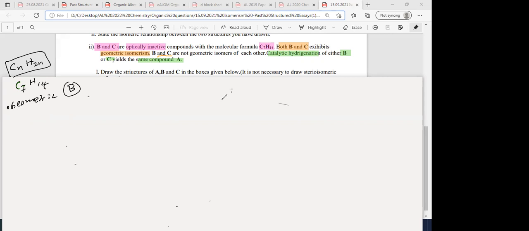Now don't worry about this. Having that in your head, look at this. You have to be very tricky. Since both B and C give the same compound A after adding hydrogen, you can see the carbon skeleton of both B and C because of this information. Because both give A after adding hydrogen. Compound A we have already predicted. Add hydrogen, so here also add hydrogen.